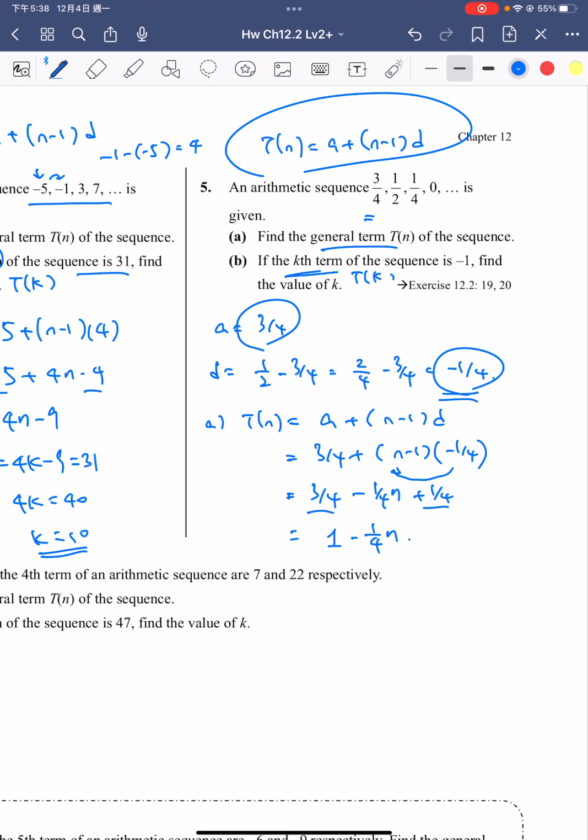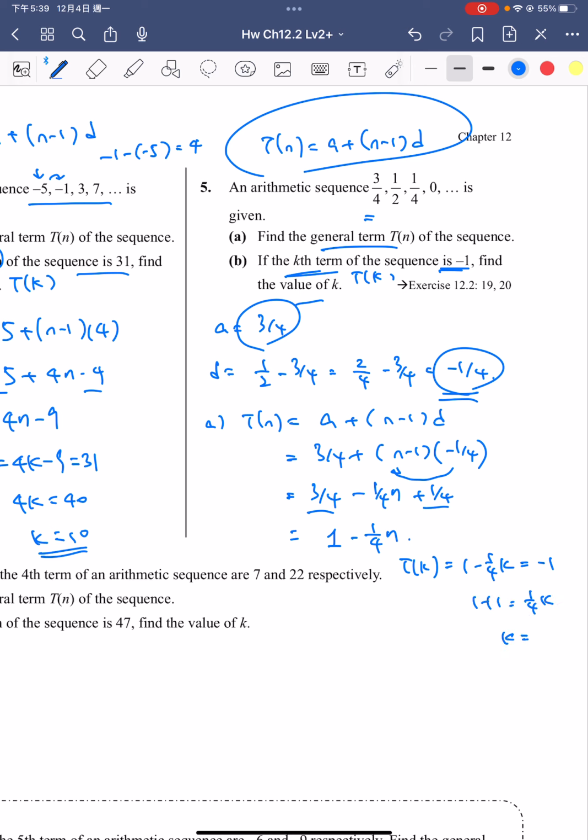Okay, so now we can say that the kth term, so kth term again is tk, isn't it? So tk is equal to negative 1, so find out the value of k. Now we just substitute: tk is equal to 1 minus a quarter of k, giving you minus 1. So now we can swap them, becomes 1 plus 1, giving you 1 over 4k.